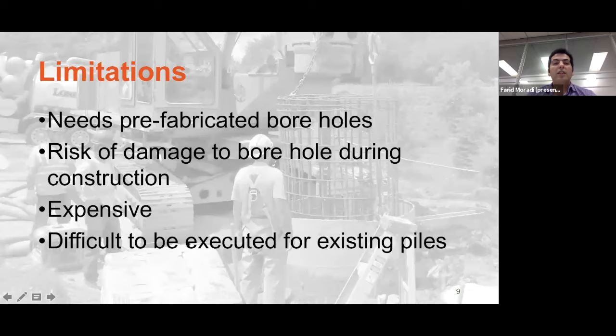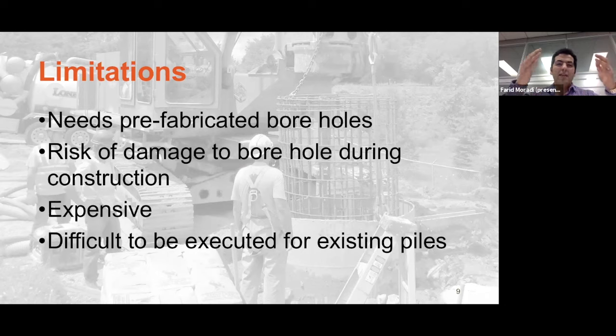But what is the limitation of that technology? It has a lot of advantages. We know we can understand the condition of the piles based on this methodology. But any non-destructive testing has its own limitations. The limitation of this technology is that it needs prefabricated boreholes. It means you need to put tubes along the pile length in order to have the boreholes after pouring the concrete. Because of construction issues, sometimes there is a risk of damage to the borehole during construction.